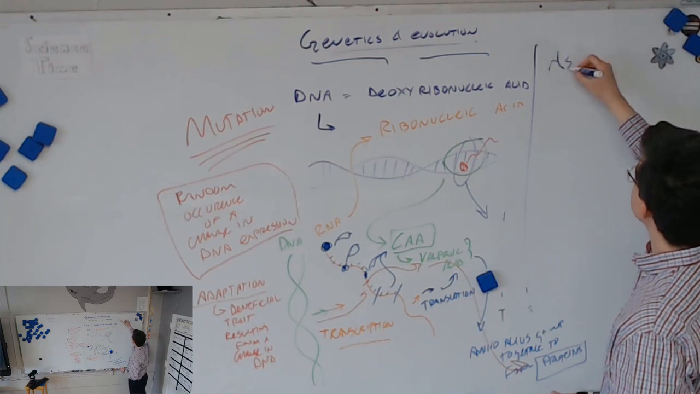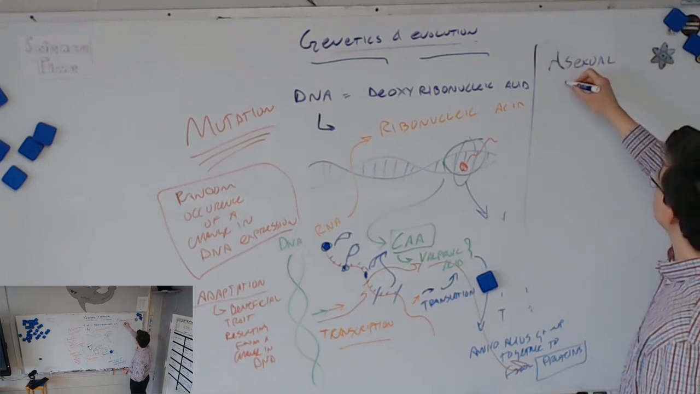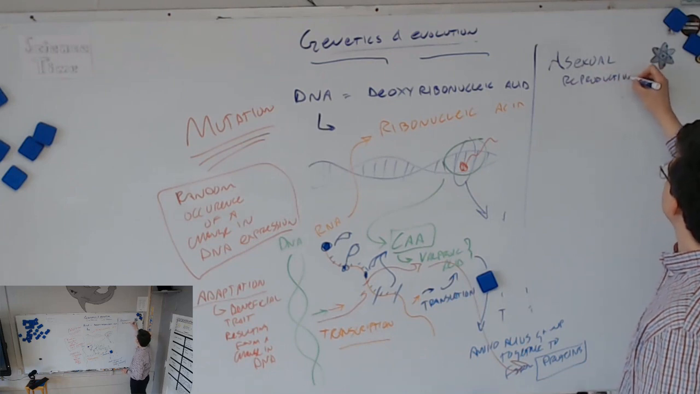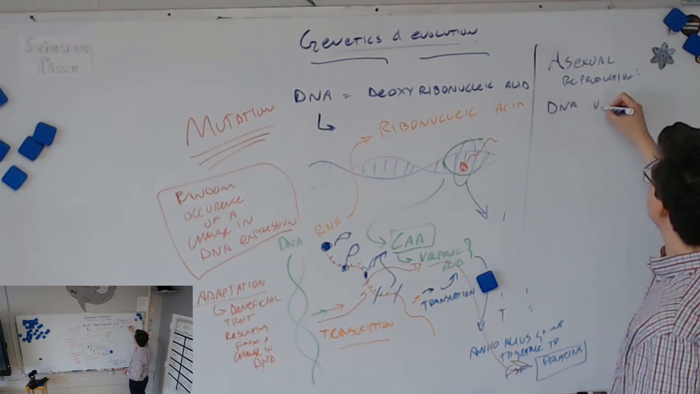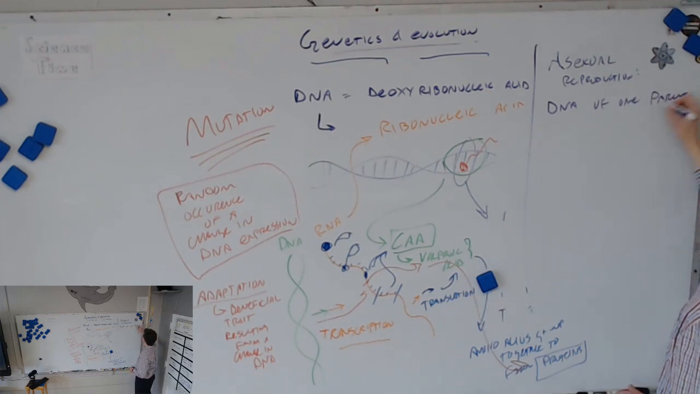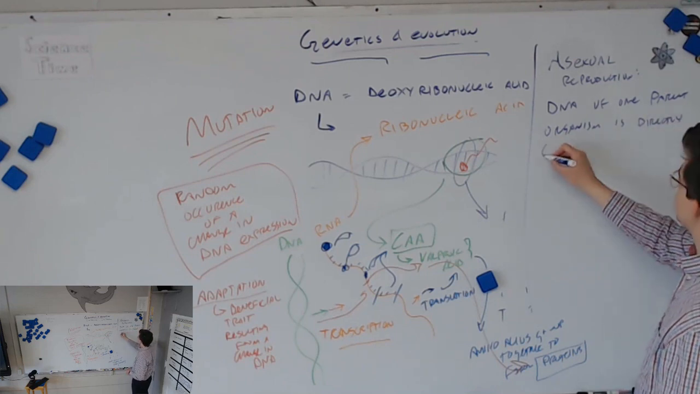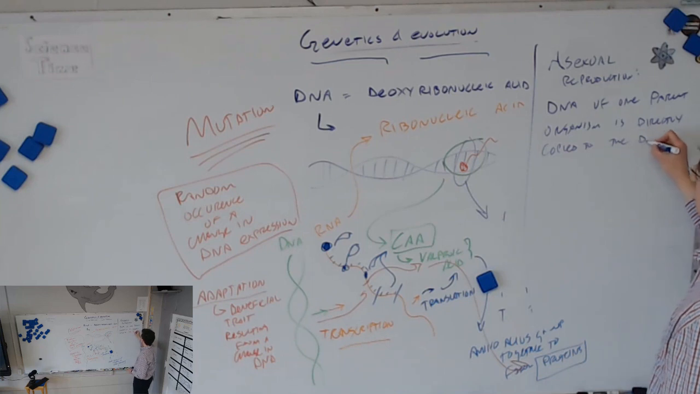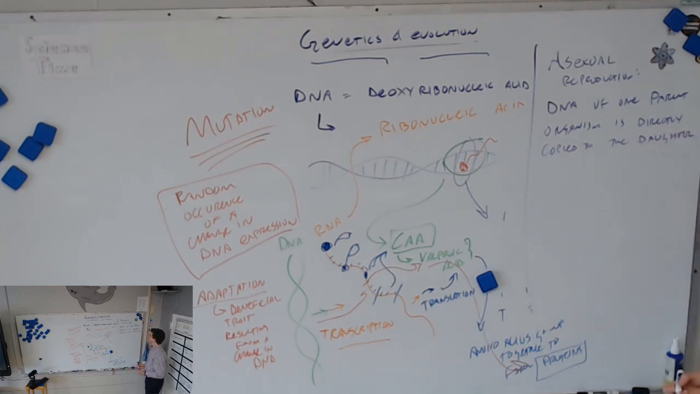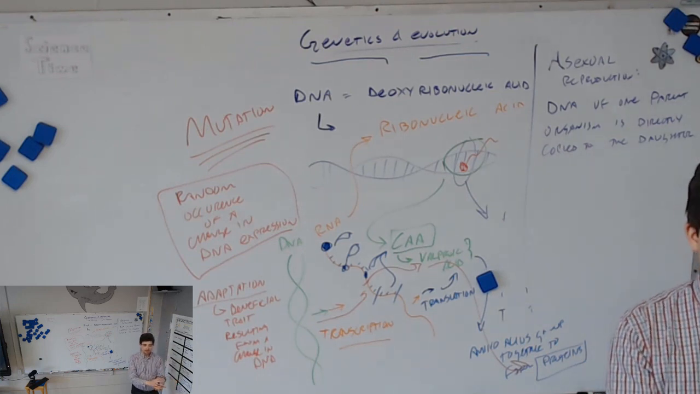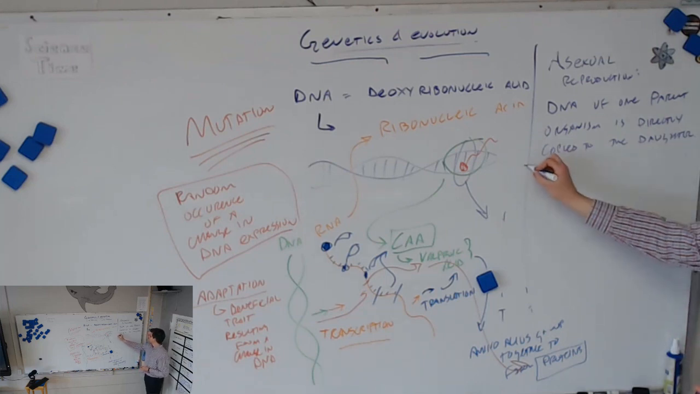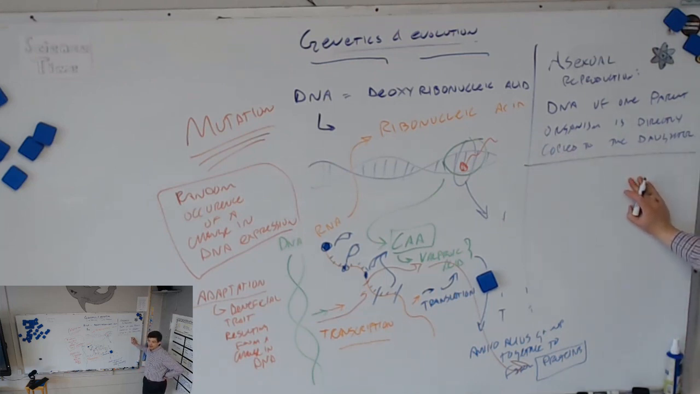So asexual reproduction, asexual meaning without sex, reproduction, occurs when the DNA of one parent organism is directly copied to the daughter. Oh, why do you write so fast, Mr. Khan? Asexual reproduction involves the exact copying of whatever DNA was in that cell to the next cell. That's asexual reproduction. So, if you're an organism, like a bacteria or a yeast, that only reproduces asexually, what do you rely on to evolve?